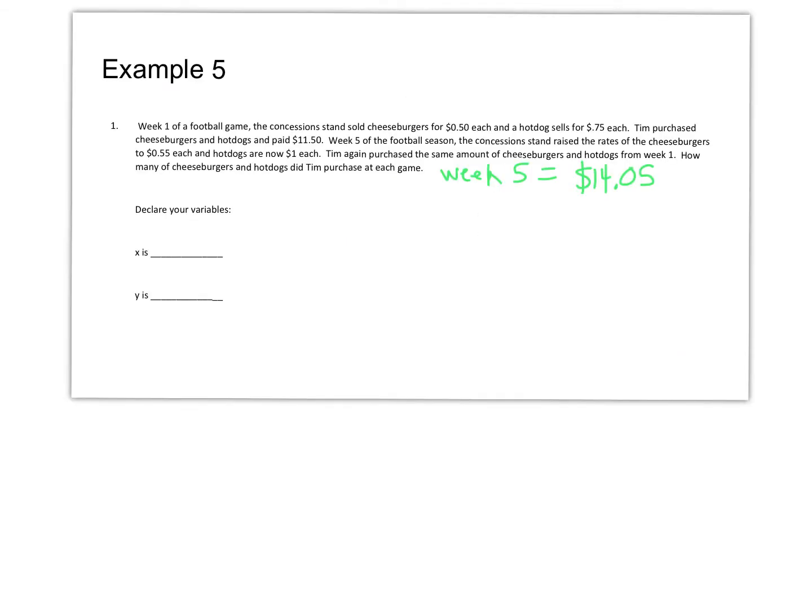All right, let's go to the next one. One thing they've left off in this problem is the week 5 total, so I put that in. So week 1 of a football game, the concession stand sold cheeseburgers for 50 cents each and hot dogs for 75. Tim purchased cheeseburgers and hot dogs and paid $11.50. Week 5 football season, this concession stand raised the rates and the cheeseburgers were 55 cents, hot dogs are now $1. Tim again purchased the same amount of cheeseburgers and hot dogs from week 1. How many burgers and dogs did he buy? And again, the week 5 total was $14.05. So this is a scenario problem, okay? Because week 1 scenario says, and we're going to make X the hot dogs, let's make Y the burgers.